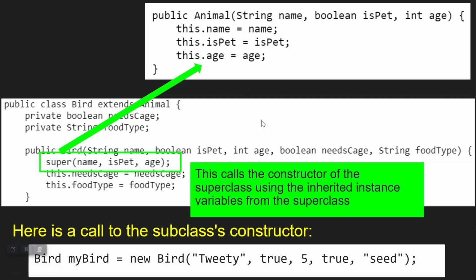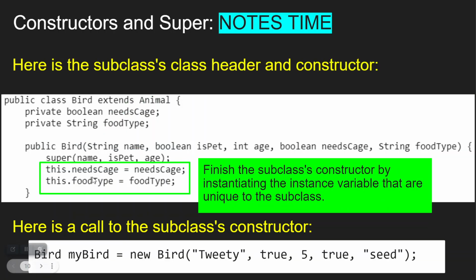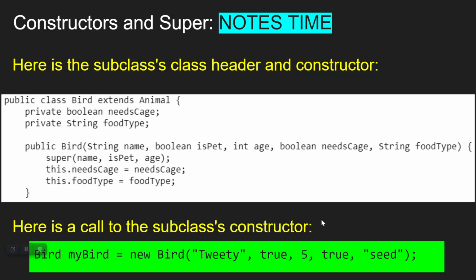So that takes care of that, and then again, the only other things you would need would be to finish the subclass's constructor by instantiating the instance variables that are unique to the subclass. In this case, needs cage and food type just need to be instantiated. And then finally, down here, here is a call to this subclass's constructor: Bird myBird equals new Bird, Tweety, true, 5, and then true and seed get passed in for needs cage and food type.